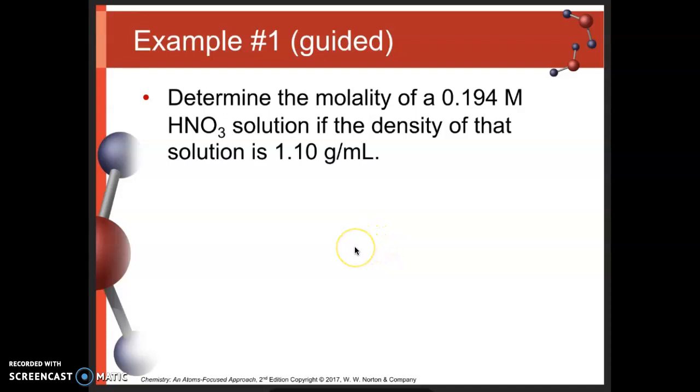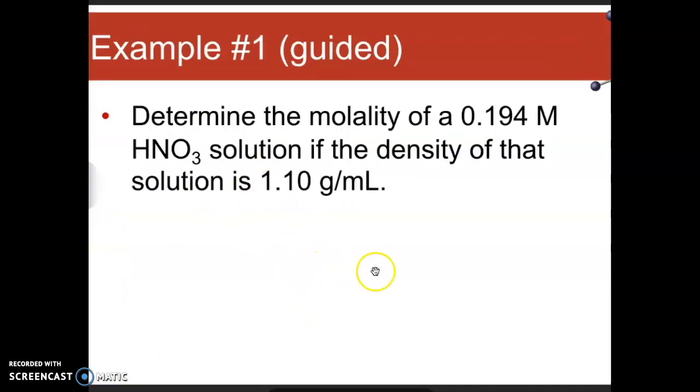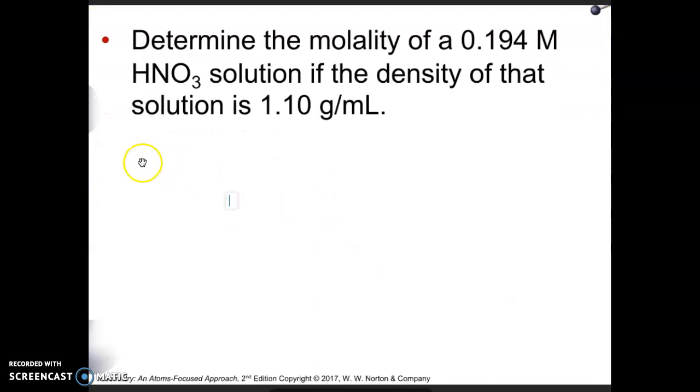First example here: determine the molality of a 0.194 molar nitric acid solution if the density of the solution is 1.1 grams per milliliter. Now, we've covered problems like this before. What we want to make sure that we do in these kinds of problems is ensure that we have our definitions correct. And so our molarity indicates that we have 0.194 moles of nitric acid for every 1.00 liters of solution.